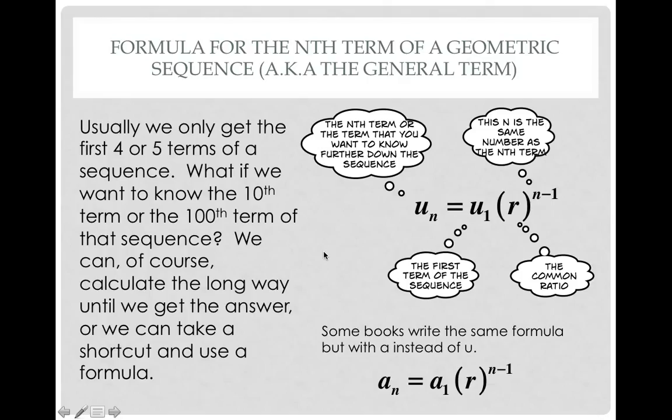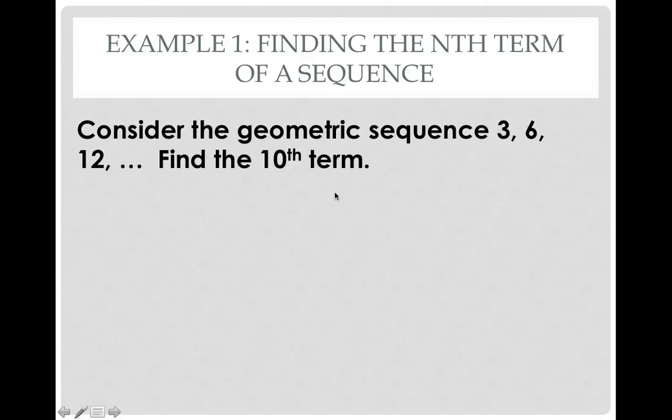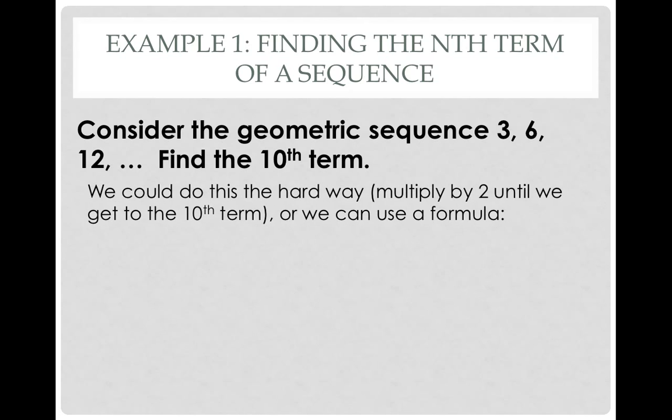Let's take an example of what that might look like. So let's have this sequence. Pause and see if you can find the 10th term. Okay, hopefully this was pretty straightforward. Now remember, you could always do this the hard way. You can always just multiply by 2 every single time until you get the 10th term. If they ask for a term that's not too far down the line, like the 7th term, that might actually be easier. But if it's pretty far down the line, like the 10th term, we might want to use a formula.